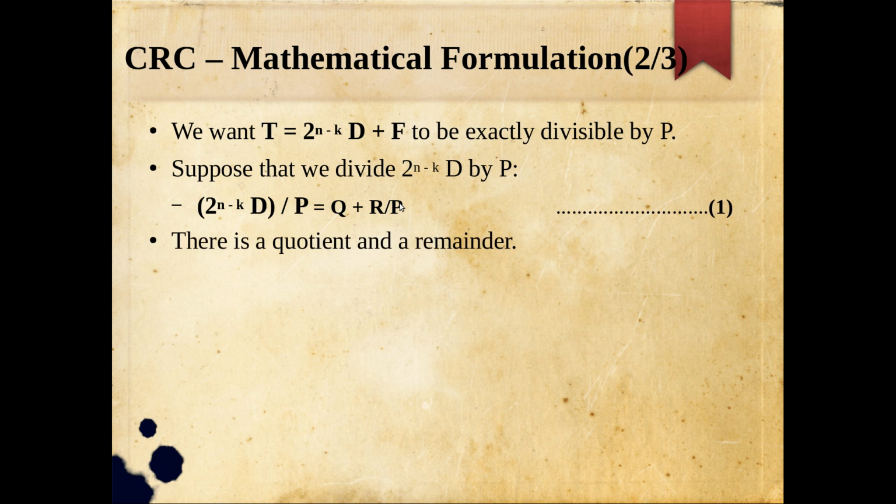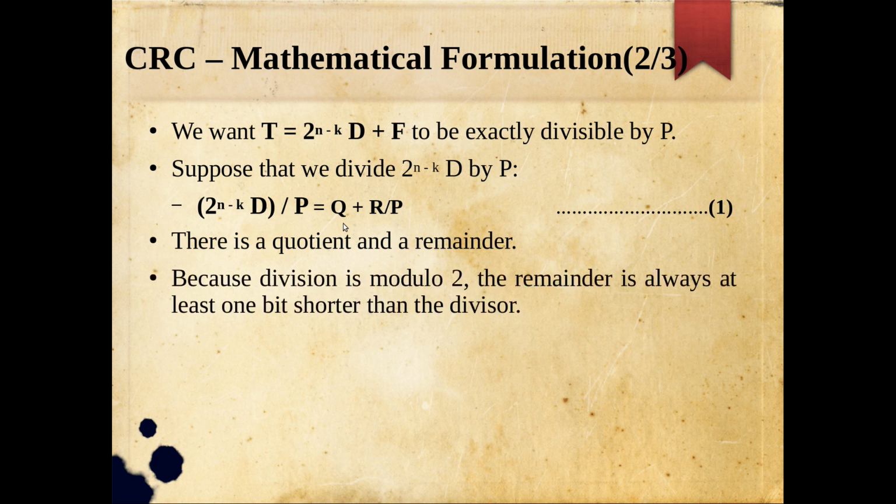So there is a quotient and a remainder when you are dividing 2 power n minus k into D with P. Actually you are going to divide T by P, and as part of that division this part will be divided by P and this will be divided by P. So we just thought through our process, what will happen when you are dividing this by P. Definitely you will be getting a quotient and a remainder.